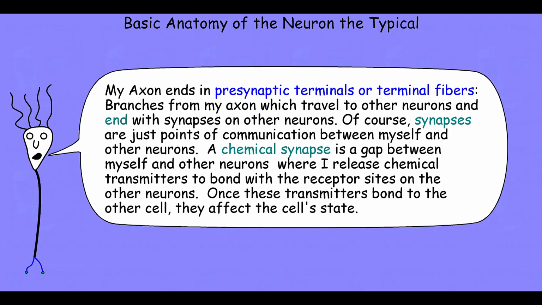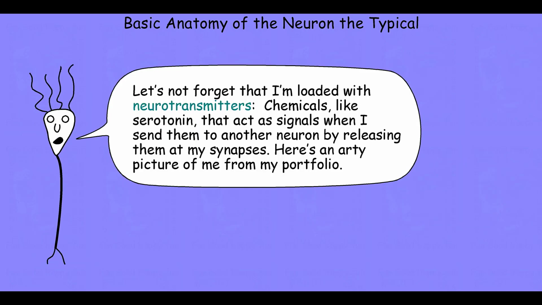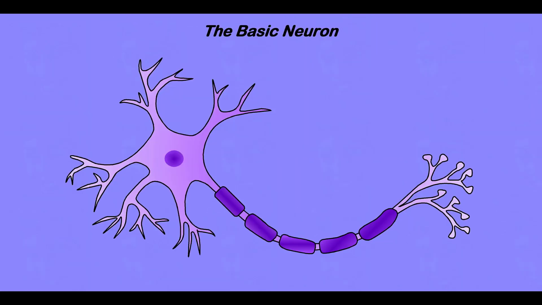A chemical synapse is a gap between one neuron and another, where one neuron will release a chemical, a neurotransmitter, and it will bond to the receptor sites of the other neuron on the other side of the synaptic cleft. Once these transmitters bond to the other cell, they affect the cell's state. And in fact, we should never forget that a typical neuron is loaded with neurotransmitters. These include chemicals like serotonin that will act as signals when the neurons release them into the synaptic cleft in these synapses.